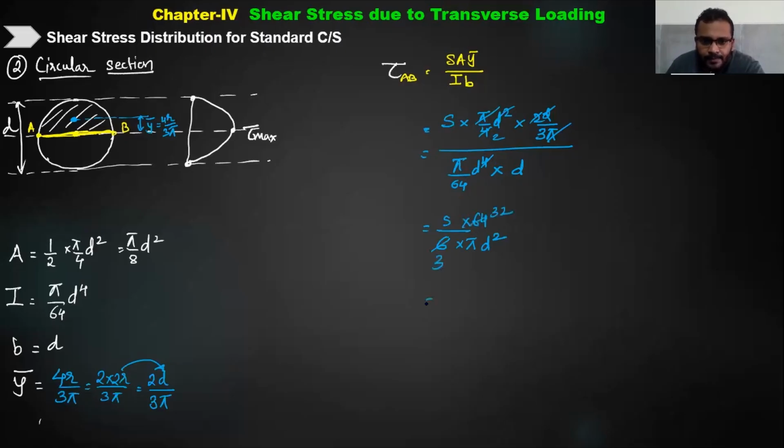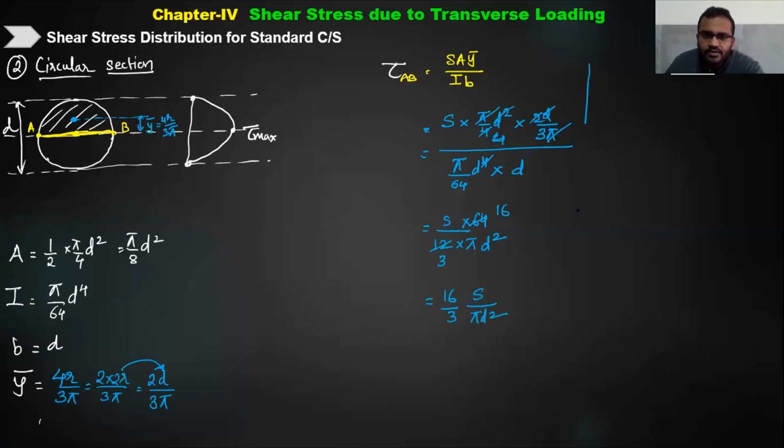Yes, the area was pi by 8 d square, right? You have written 4. Okay, good. So this has to be 4, then this will be 12, and now we can divide by 4. 4 3s are 12 and 16, right? So this becomes 16 by 3 S by pi d square. Okay, this is the maximum value.